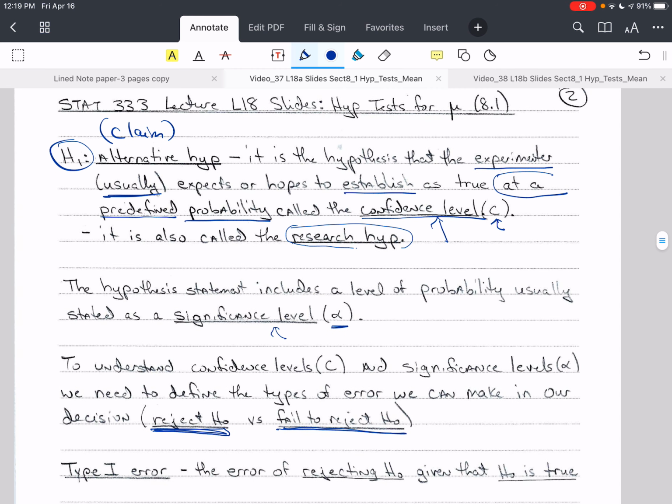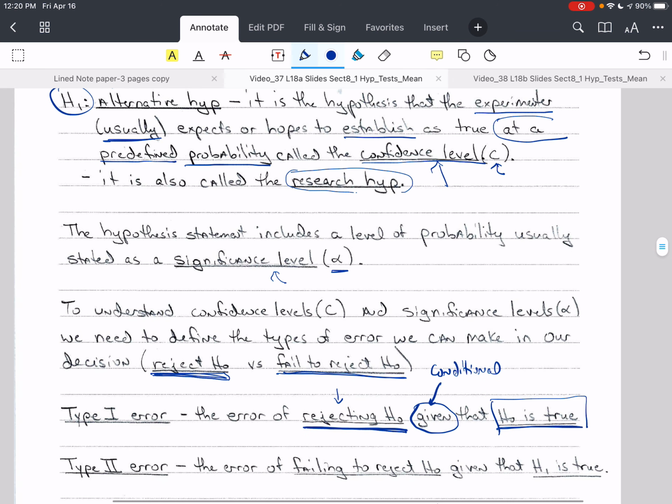Okay? So we have the type 1 error, and that is the error where we reject H naught given, so this is conditional probability. So it's the error or probability. No, it's not the probability. This is the error. We're just talking about the error, not the probability. If we reject H naught, given that H naught is really true, we've made an error. H naught is true, but we've still rejected H naught. So we've made an error, and this is called a type 1 error.